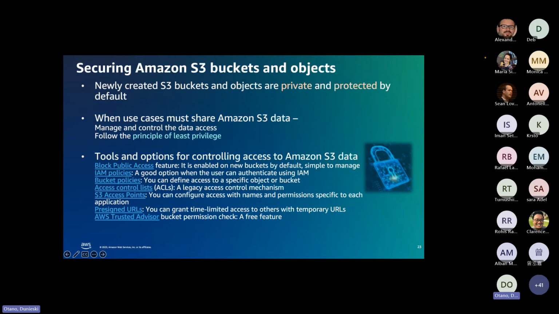So there are some tools for controlling access to Amazon S3 data. You can have block public access, which is blocked by default. You can unblock it if you want, right? But if you don't want that bucket to be publicly accessible, you can leave it by default, blocked, right? You can also have identity and access management policies, right, that you attach to a user, or to a service, so that they can access or interact with S3. You can manipulate that as well.